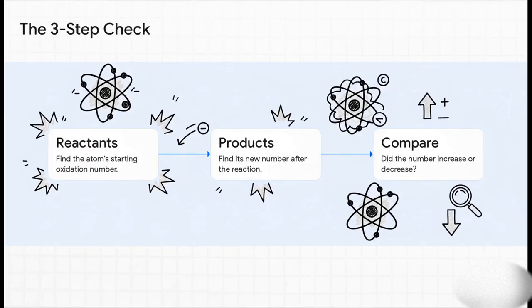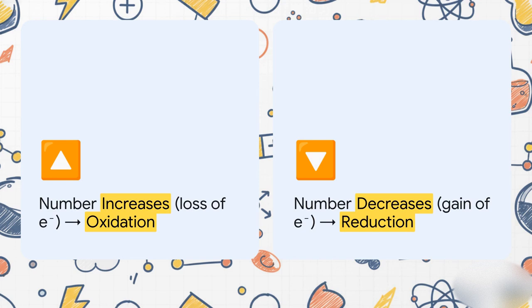And actually using them is super straightforward. It's just a 3-step game. You find the atom's oxidation number before the reaction starts, then you find its new number after the reaction's over, and then you just ask yourself, did the number go up or down? That's it. So the rule is dead simple. If that oxidation number goes up, it's oxidation because it lost negative electrons. If the number goes down, it's reduction because it gained negative electrons. It's an absolutely foolproof way to track that electron exchange.